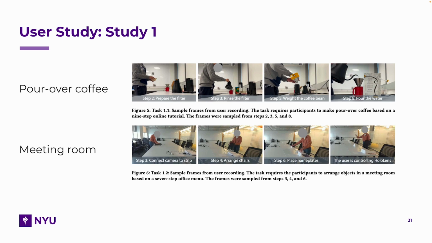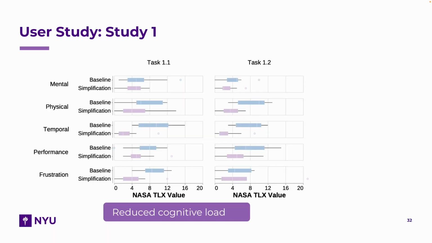In the evaluation, we set two user studies. The first user study focuses on the longer task where the user needs to prepare the coffee and the meeting room. We compare the baseline condition and our approach. The study results reveal that our approach has reduced cognitive load and fewer errors made in the task, showing the effectiveness of our approach.